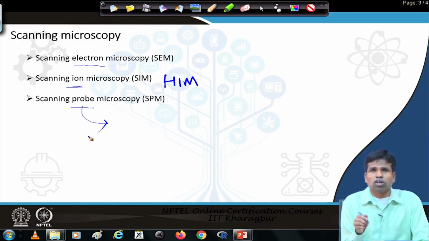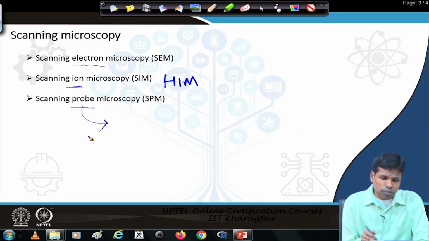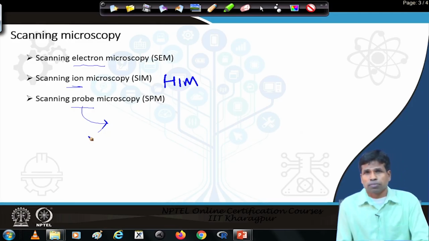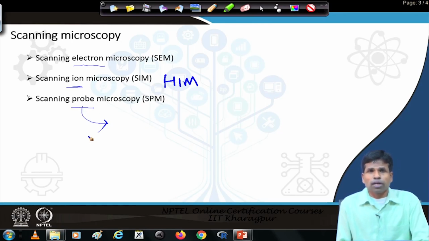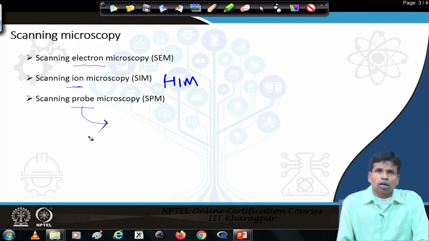If my probe is of size 1 millimeter, then I can get information in the 1 millimeter range. If my physical probe is of size 1 nanometer, then I can get information in the 1 nanometer range. So, using a probe with an atomically sharp tip, we can get information at the atomic level using this scanning probe microscopy.